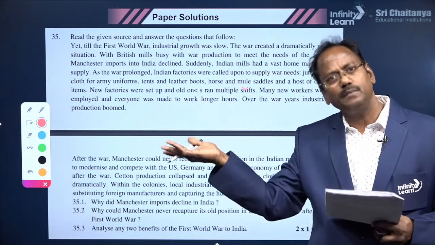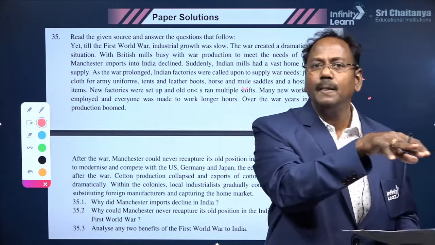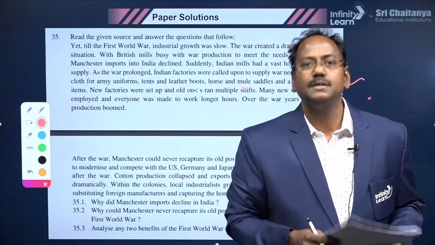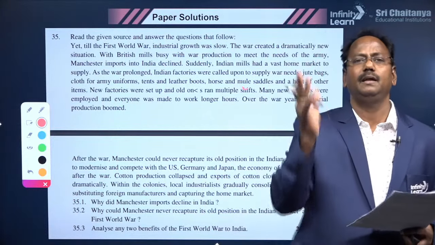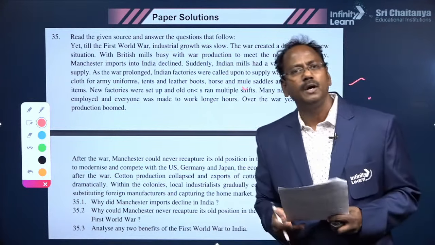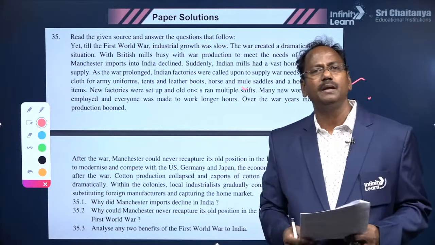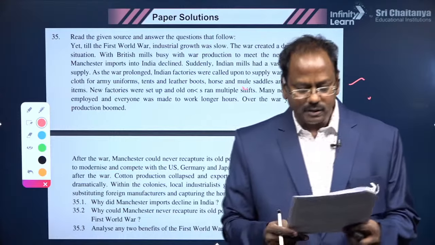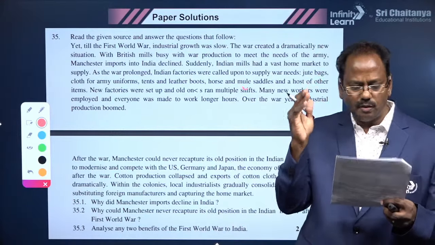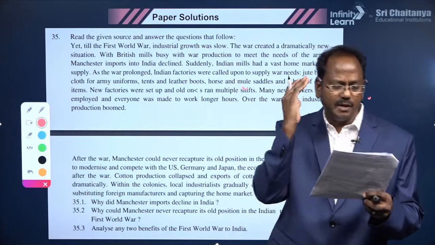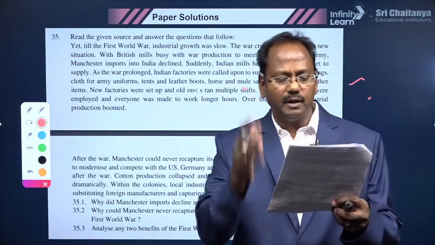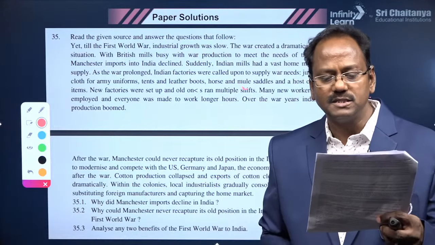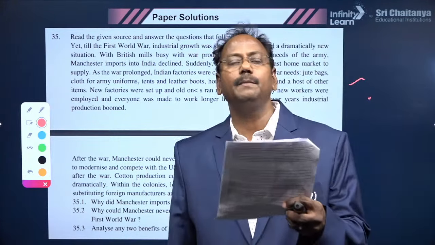After the Second World War, it was named the First World War. But why is it a World War? Because it was unprecedented in every area: loss of life, spending of money, and different requirements. Huge factories and mills were busy producing goods to fulfill the needs of the army. Hence, the supply to India became limited.